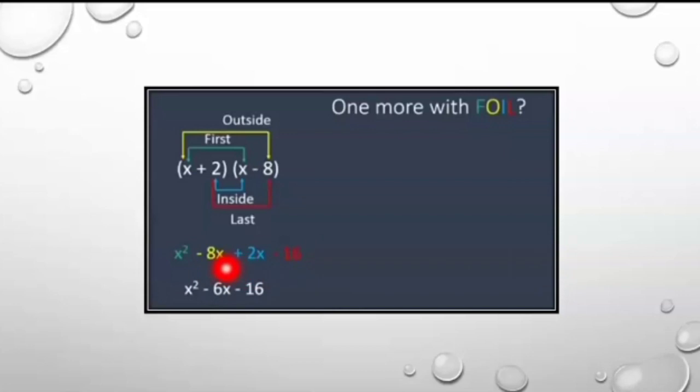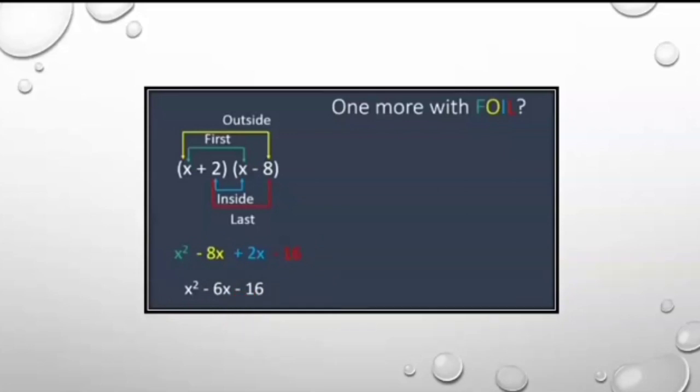Here, besides x square, minus 8x plus 2x are the like terms. Its answer will be minus 6x, and minus 16. These are the examples by FOIL method.